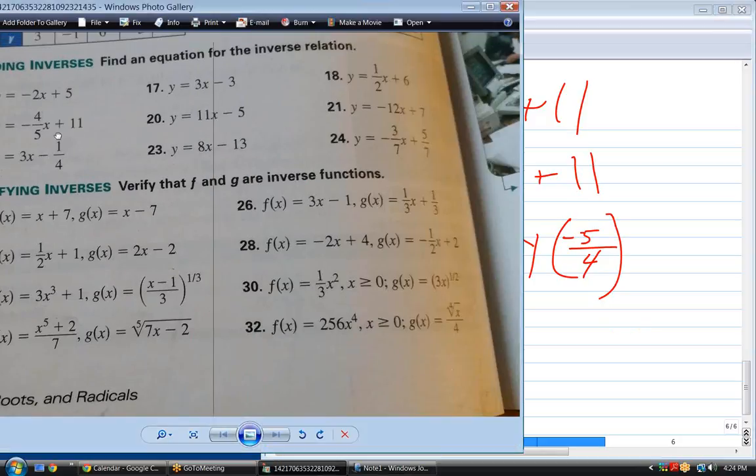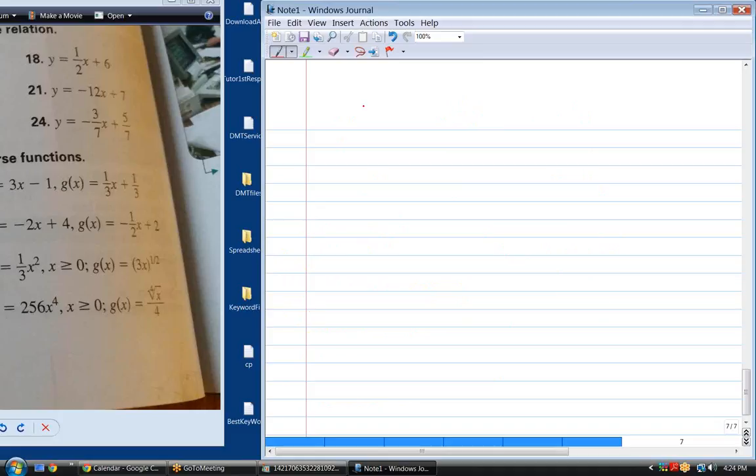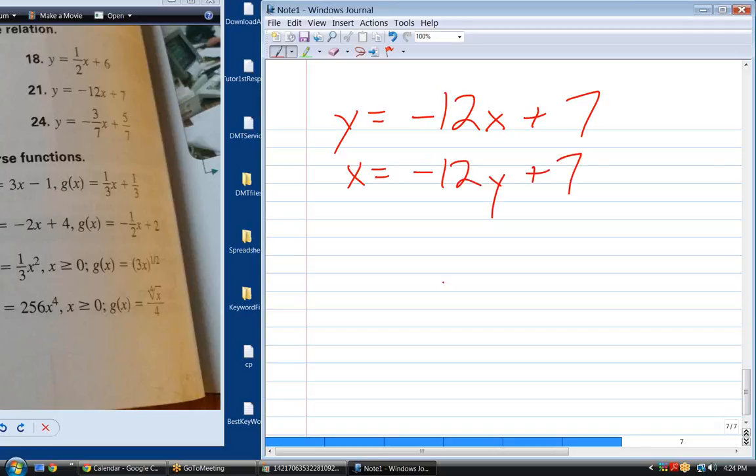Okay, let's look at 21. All right, so x equals negative 12y plus 7, x minus 7 equals negative 12y, then divide both sides by negative 12.